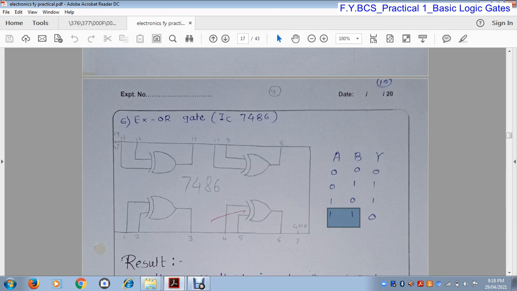That means when both the inputs are the same, the XOR gate generates low output, which is 0, and when both inputs are different, then it generates high output, that means it generates 1. So when one of the inputs is low and the other high, that means both inputs are different, it generates high output, and when both inputs are the same, it generates 0 output. So these are the basic logic gates using their different ICs.